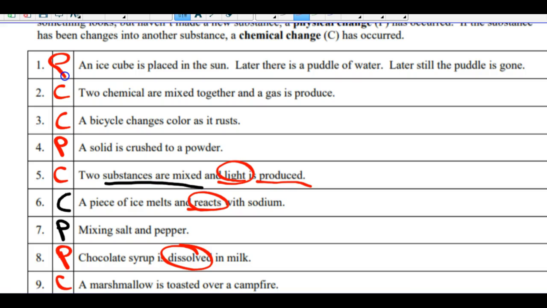Alright, we're going to wrap that up, and I have a little worksheet for you to do to see how you're doing. So come up and grab that when you're done.